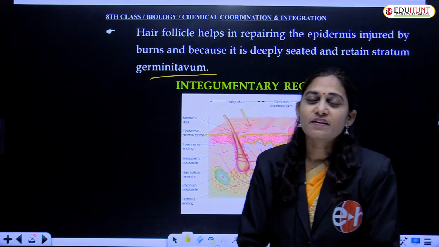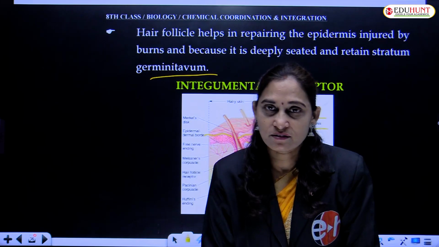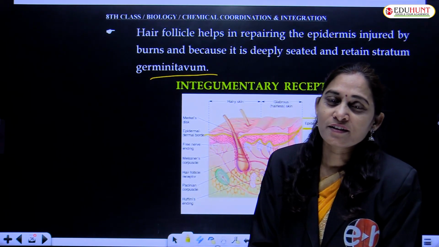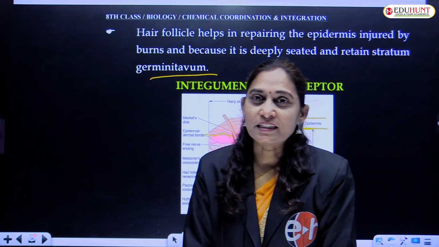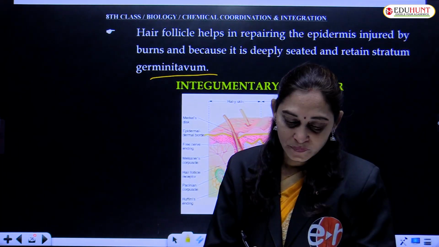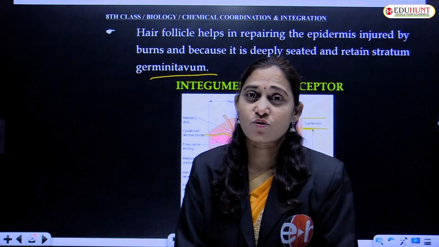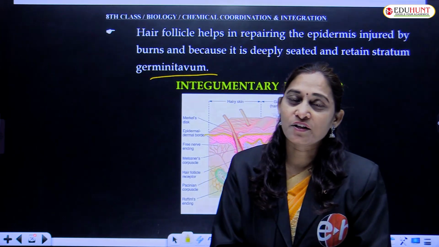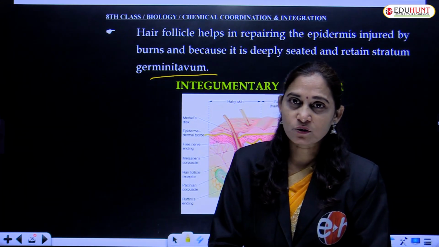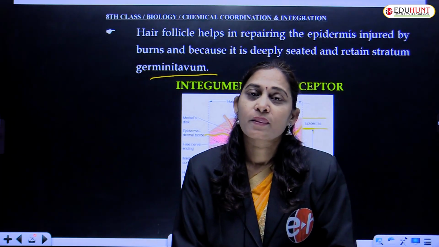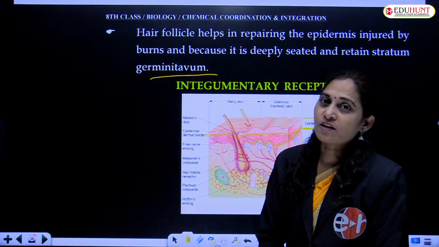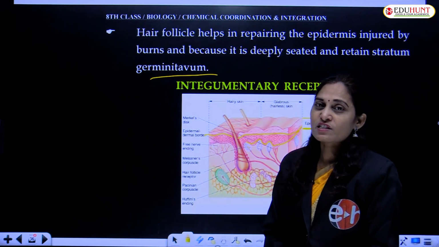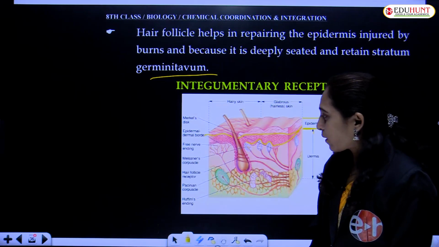We are at the end of the integumentary system. We have seen the structure of skin, details of hair, especially the exoskeleton with regard to hair, its growth and functions. In this session, we are going to see some receptors present in the body.